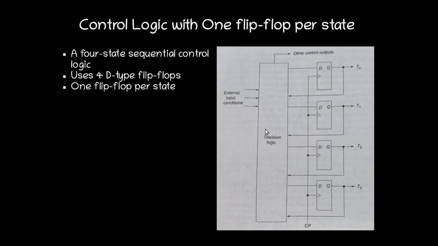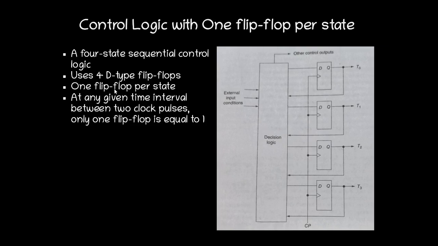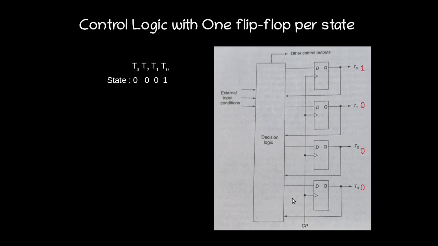One flip flop per state. At any given time interval between two clock pulses, only one flip flop is equal to 1 and all others will become 0. Okay. So assume that this flip flop is 1. So here the output will be 1, all others are 0. Then this will represent a state. For example, 0 0 1. This is the state 0 0 1.